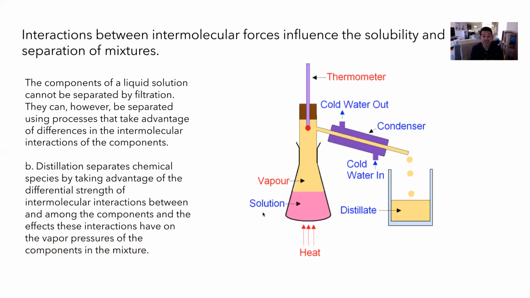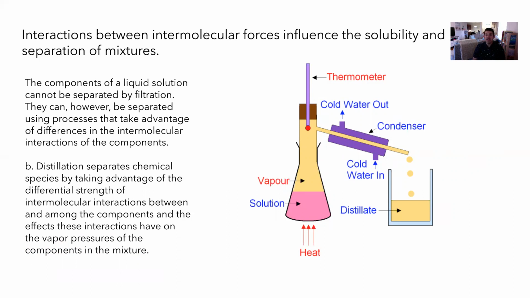All right. The other thing is distillation. Distillation separates chemical species by taking advantage of the differential strength of intermolecular attractions between and among the components and the effects these interactions have on the vapor pressures of the components in the mixture. Now, because they are mentioning the vapor pressures, what they're really saying is boiling point. All right. So the idea is you have a solution and it has two different parts, three, four, however many. Let's just assume two. Let's keep it simple. And you add heat. How much heat do you add? You add just enough heat to get one of these substances to boil, but not the other.